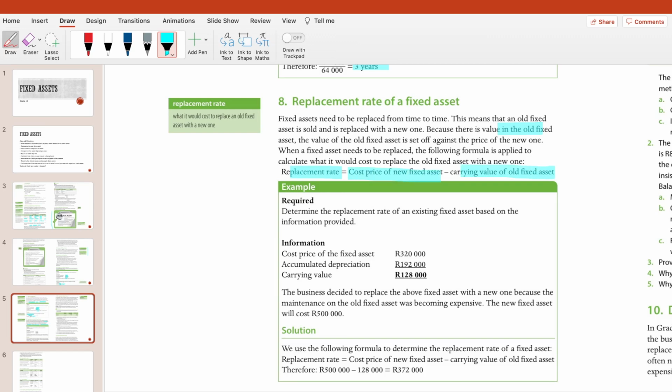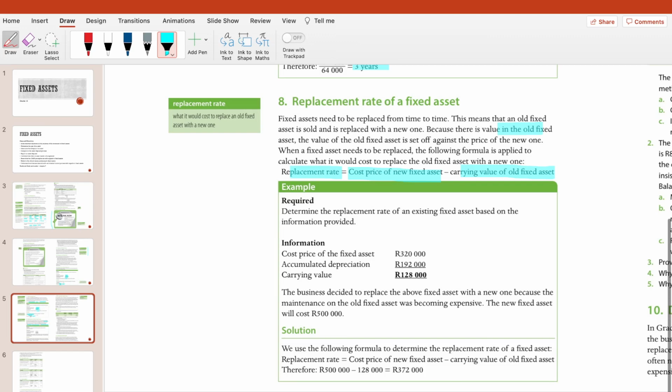So let me just go back to that. When a fixed asset needs to be replaced, because there's a value in the old fixed asset, the value of the old fixed asset is set off against the price of the new one. So that is the replacement rate that we are doing right now.